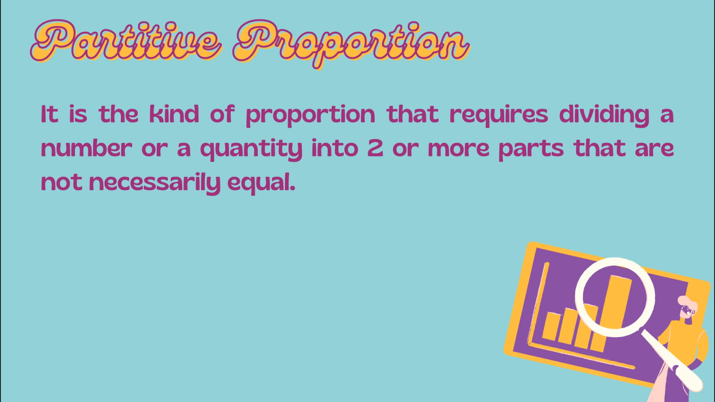So the last one we have is partitive partition. So from the word itself, partitive, so hinahati-hati. It is the kind of proportion that requires dividing a number or a quantity into two or more parts that are not necessarily equal. So for example, you have here a whole square, and I would want to divide it by 2/3 and 1/3. So this is my first part, and this one is my second part. So later on, you would understand the definitions better when we provide more examples when it comes to problem solving.